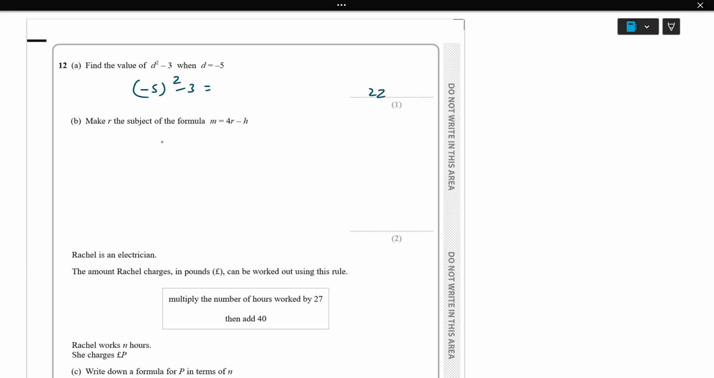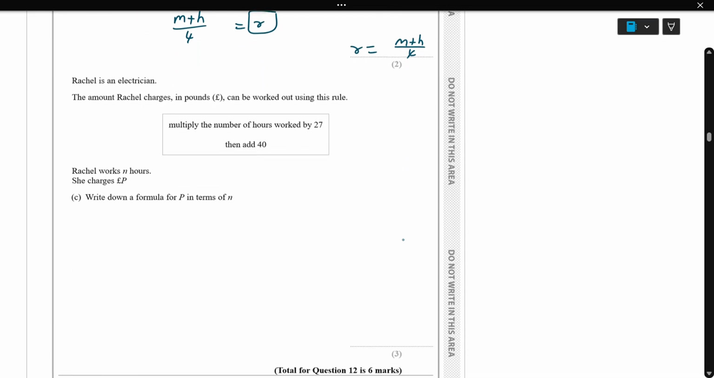Next, make r the subject. So m equals 4r minus h. First I'll add h to both sides, so m plus h equals 4r. Next I'll divide both sides by 4, so (m plus h) over 4 equals r. So we needed to make r the subject, and the answer is r equals (m plus h) over 4.